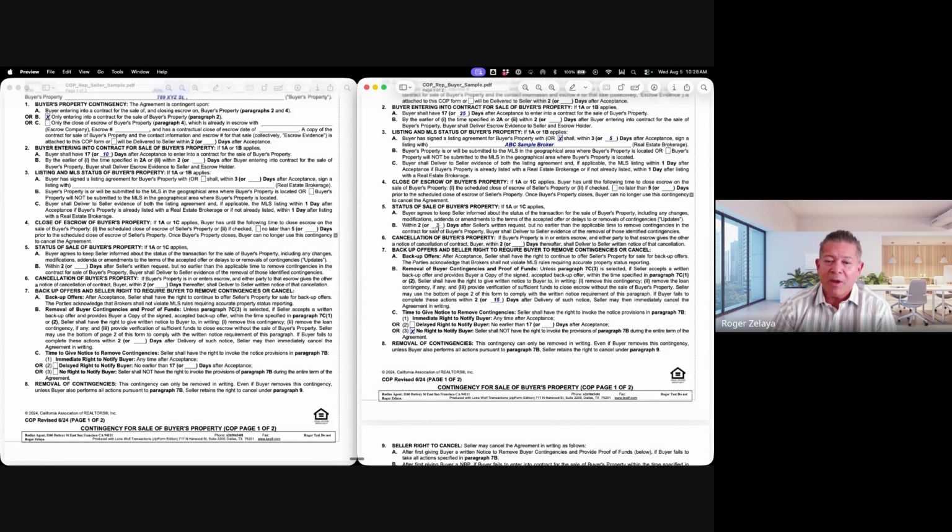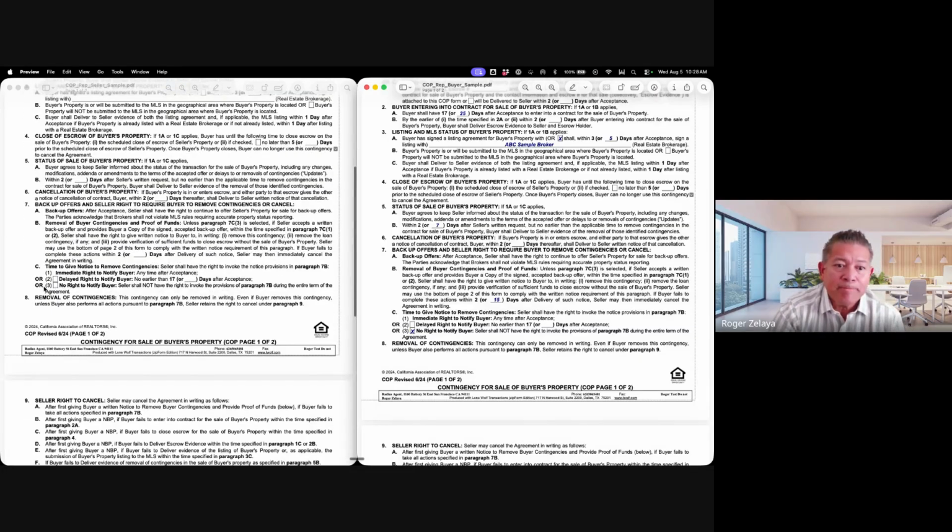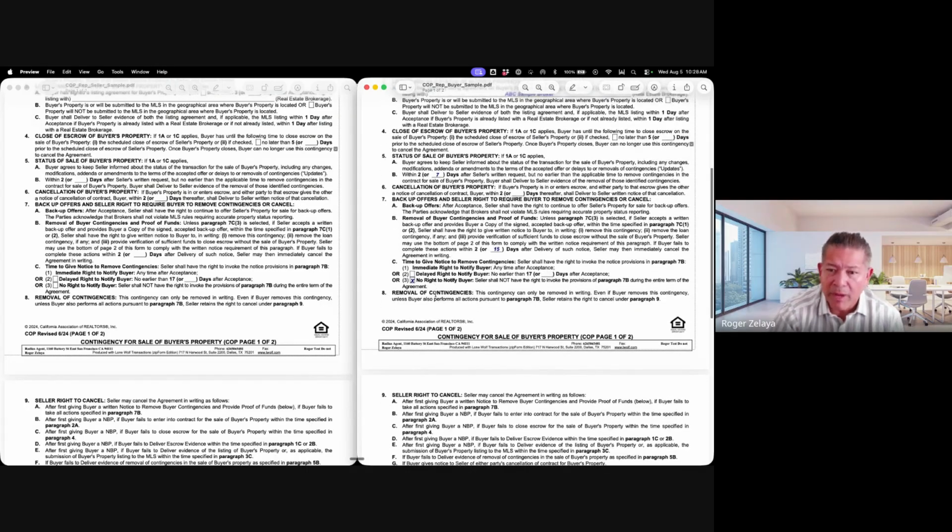Everything's negotiable. If you, as the buyer's agent, are giving this to a listing agent and the listing agent is savvy enough to understand all of this, they'll say, no, 7 days isn't going to work, 2 days is going to work. So you're always going to have to negotiate. This one over here, number 7, is very, very important.